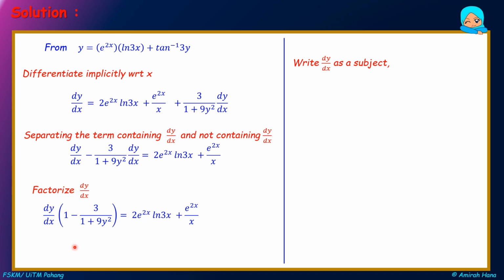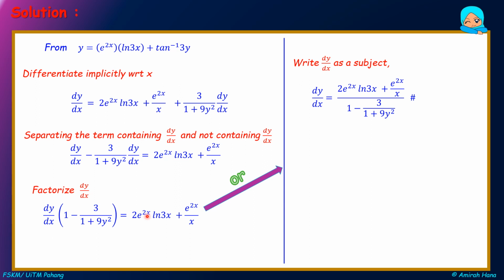And after that, we can write dy over dx as the subject. So we move this bracket to the right hand side. So we get dy over dx equals 2e to the power of 2x ln 3x plus e to the power of 2x over x, and then over 1 minus 3 over 1 plus 9y squared, since when we move it to the right hand side, it goes here. Now on the left hand side, we get the dy over dx symbol, and the right hand side has no more dy over dx. So this is the final answer. This is our dy over dx.